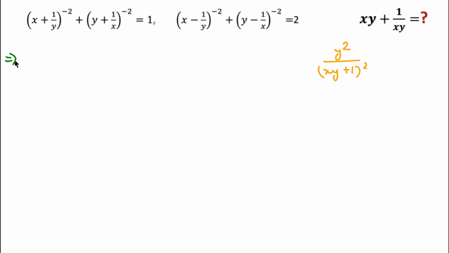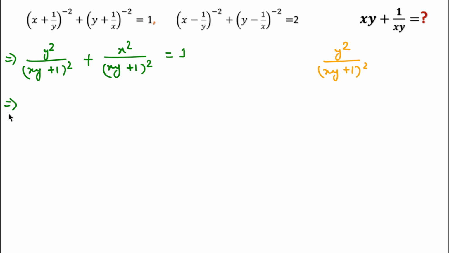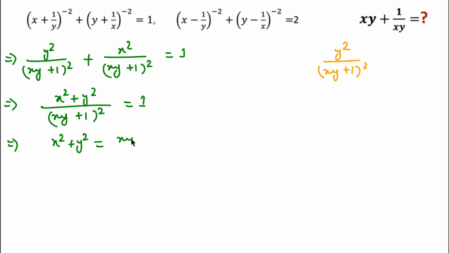So we can write this equation as y square over (xy plus 1) to the power 2, and here we will write x square over (xy plus 1) to the power 2 equal to 1. After that we can write (x square plus y square) over (xy plus 1) to the power 2 equal to 1, and we can write x square plus y square equal to (xy plus 1) to the power 2.